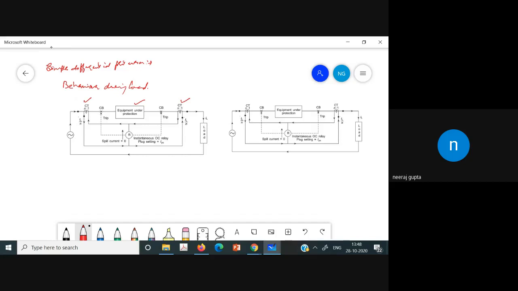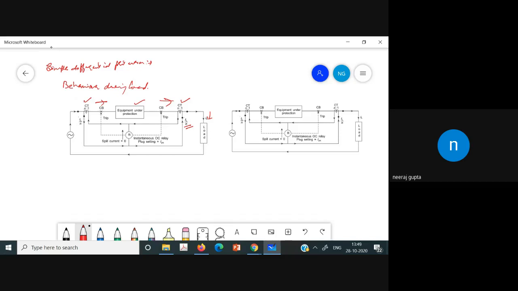The transformation ratio in this case, the CT ratio, is n:1. Let us suppose that load current is flowing through it. Then the load current is also flowing through this terminal and this terminal. As a result, it is reflected as IL divided by N, and it is reflected as IL divided by N. So the current in both the cases would be the same.